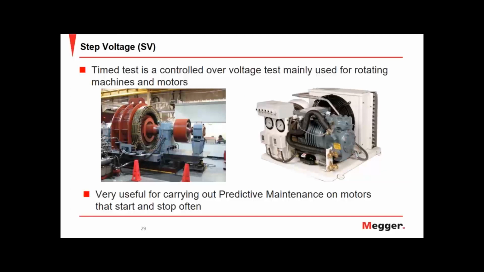Okay, let's move into the step voltage test. This is a time test. It's totally automatic, as all our diagnostic tests are. The way it does it, we step up the voltage in ramps of, for example, 500 volts or 1000 volts at a time. We allow the IR value to charge the additional capacitance at the voltage, and then we take a measurement at the end of a 30-second interval.